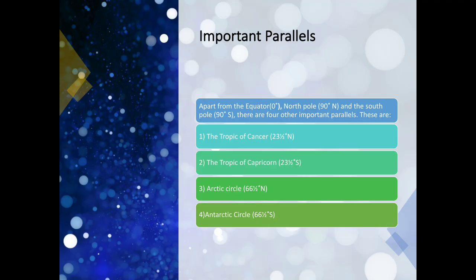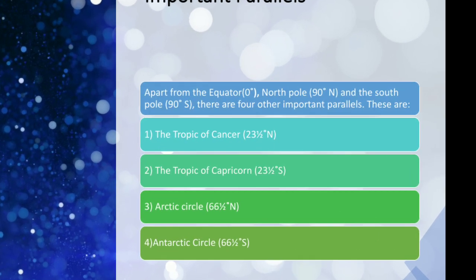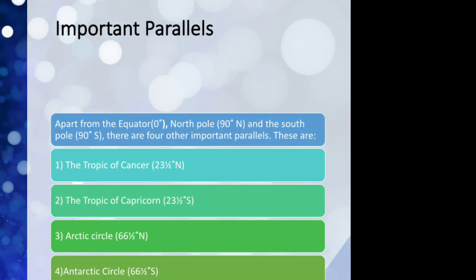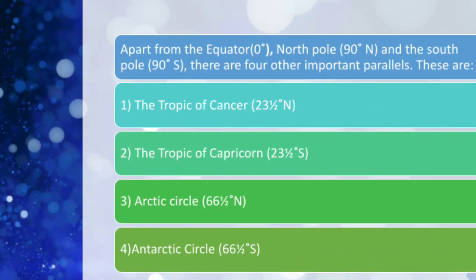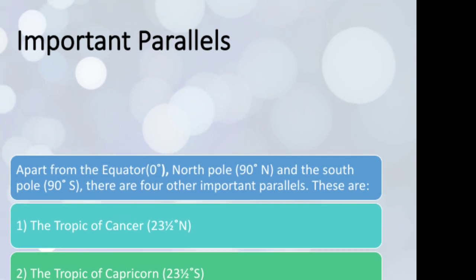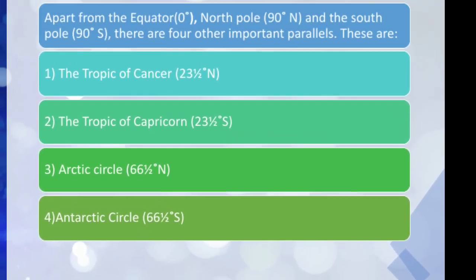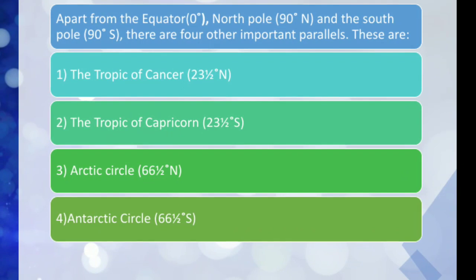Now you know that the South Pole is at 90 degree south and the North Pole is at 90 degree north. But there are certain other important parallels as well. So let's have a look. Apart from the equator, which we know is at 0 degree, the North Pole at 90 degree and the South Pole at 90 degree, there are 4 other important parallels. They are the Tropic of Cancer at 23.5 degree north.